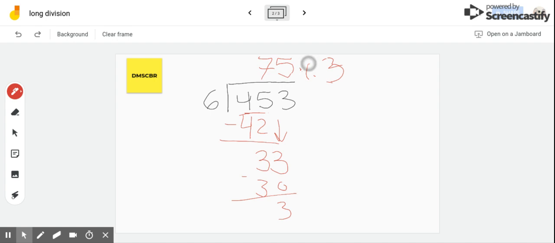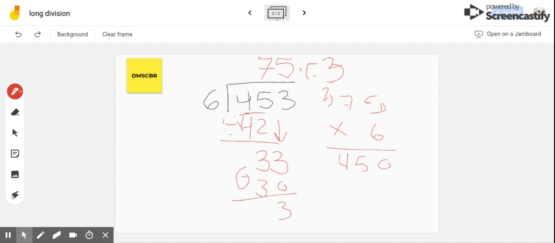Okay, to check this problem, you multiply your quotient by the divisor, so 75 times 6. So 5 times 6 is 30. Bring down your 0, regroup your 3. 7 times 6 is 42, plus 3 is 45. Wait a minute, did I do that right? Oh yeah, 45.